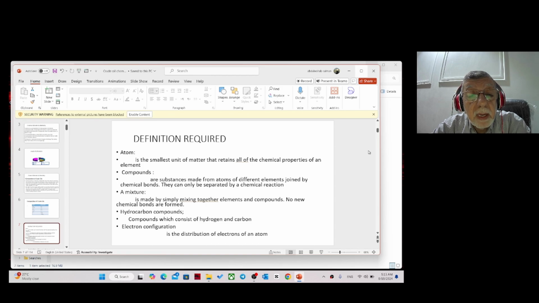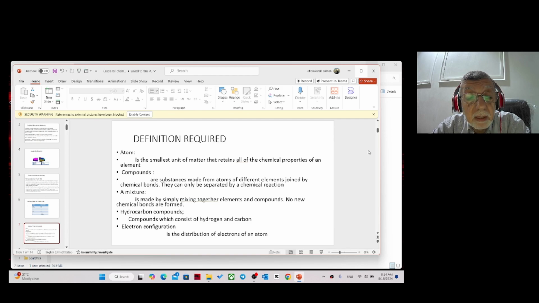Atom, what do we mean by atom? An atom is the smallest unit of matter that retains all of the chemical properties of an element. An atom consists of a nucleus, which contains protons and neutrons, and there are also shells, which contain the electrons. Compound, what do we mean by compound? Compounds are substances made from atoms of different elements joined by chemical bonds. They can only be separated by chemical reaction, like water, H2O. This is a compound. But hydrogen is an atom. Hydrogen is an atom, but H2O is a compound.